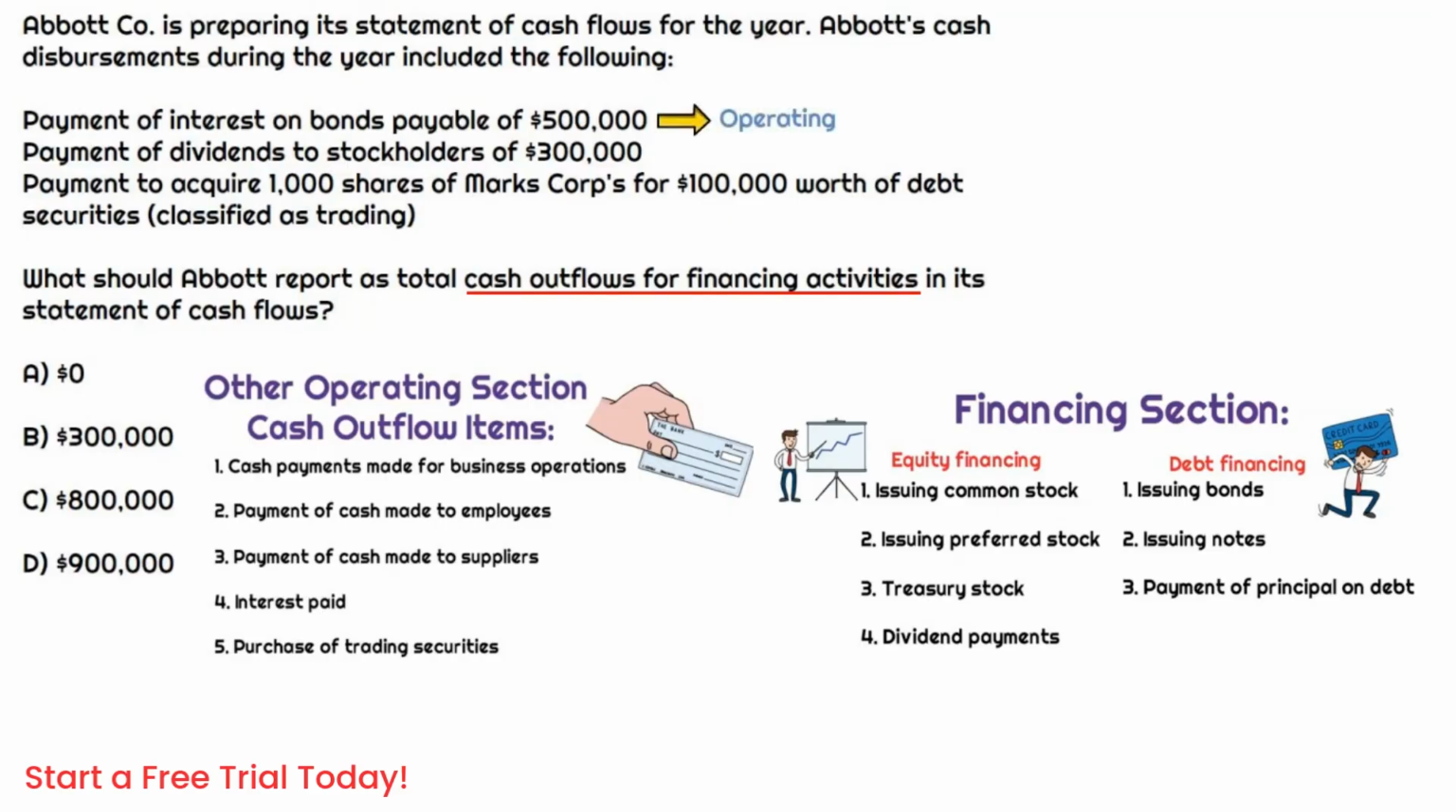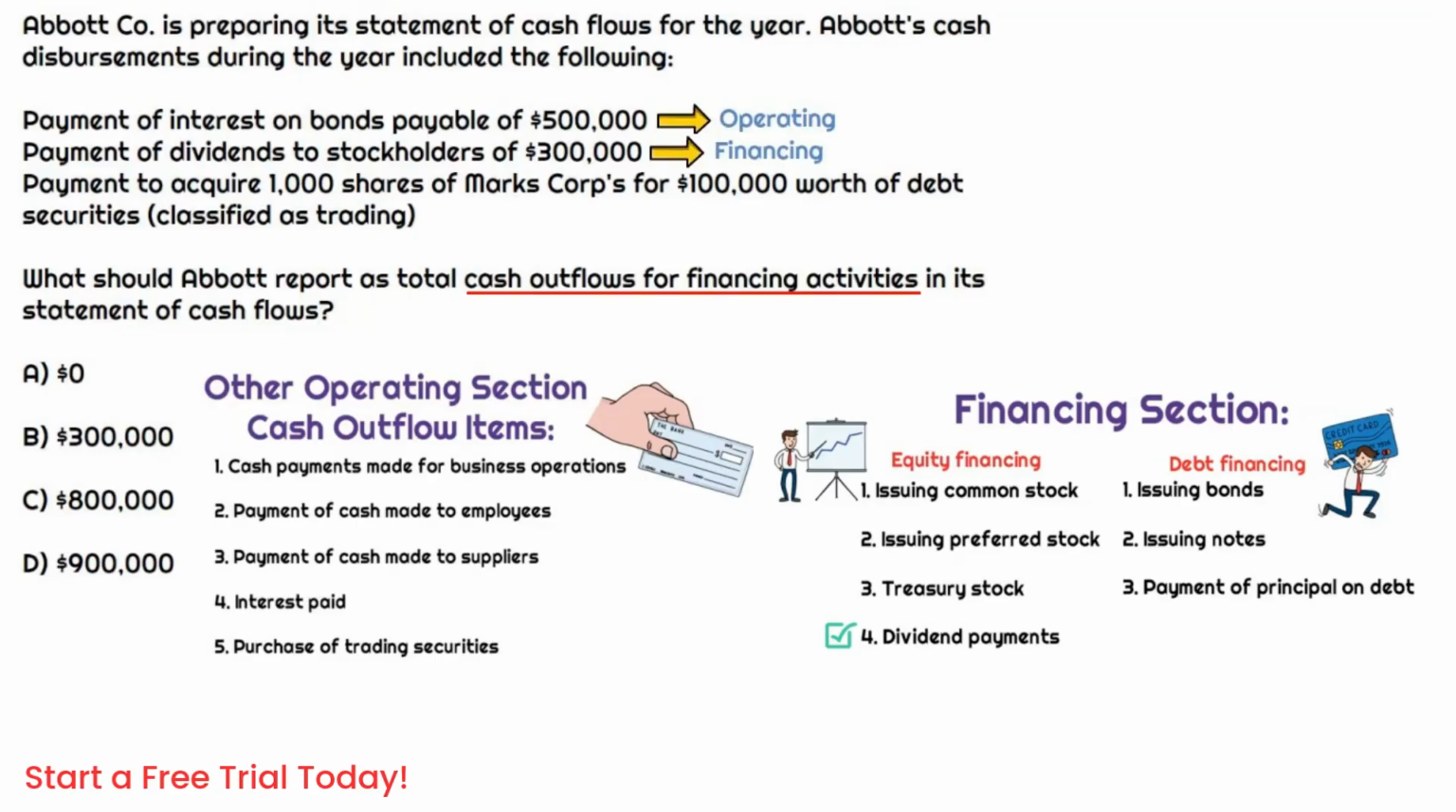How about payment of dividends to stockholders? So dividend payments, we pay those to common or preferred stockholders. And as we can see in our financing section visual, that's number 4 under equity financing. So that's definitely going in the financing section of our cash flow statement. And that's going to be an outflow for $300,000.